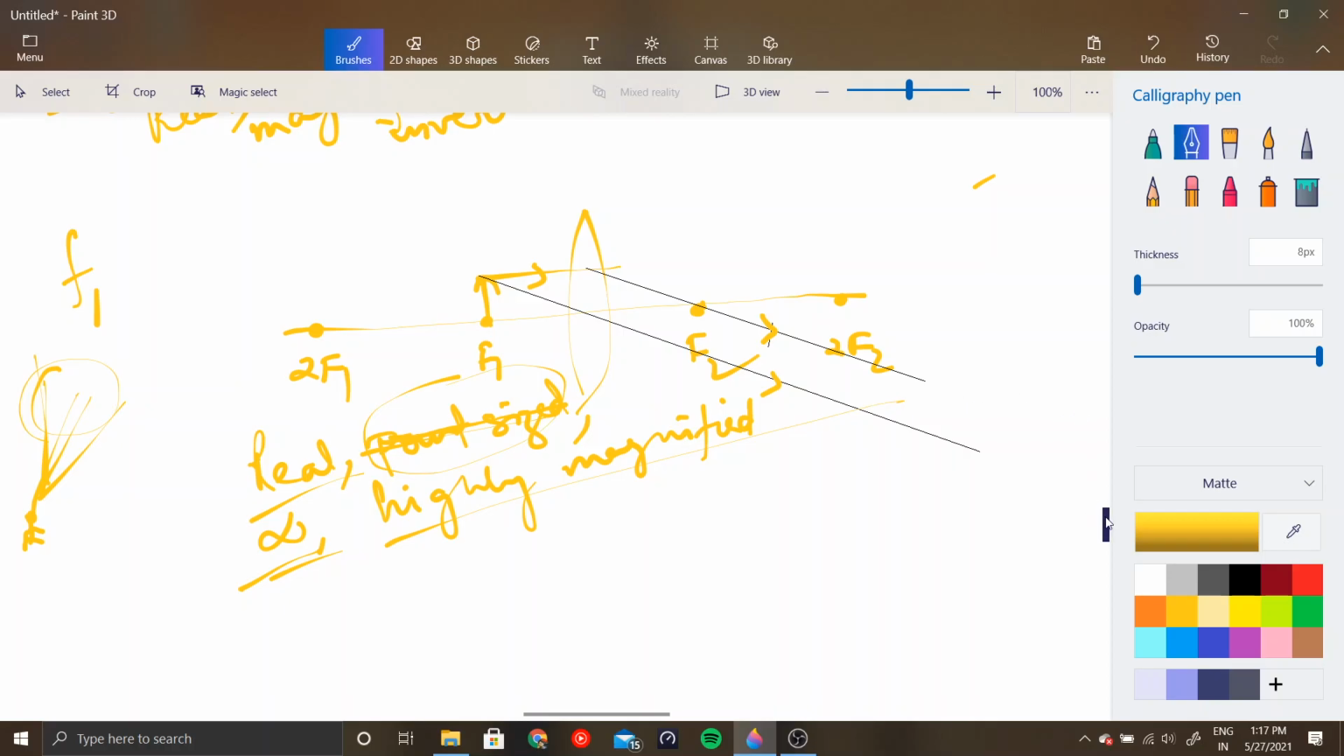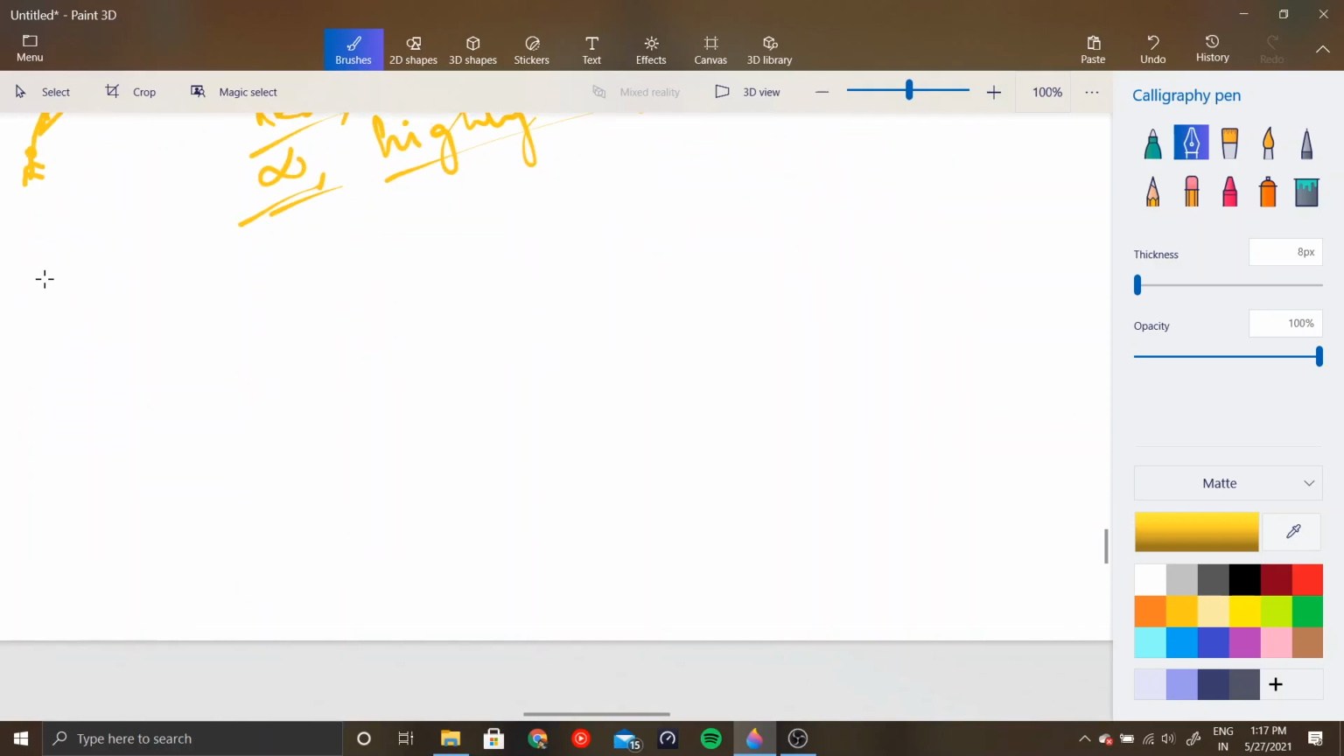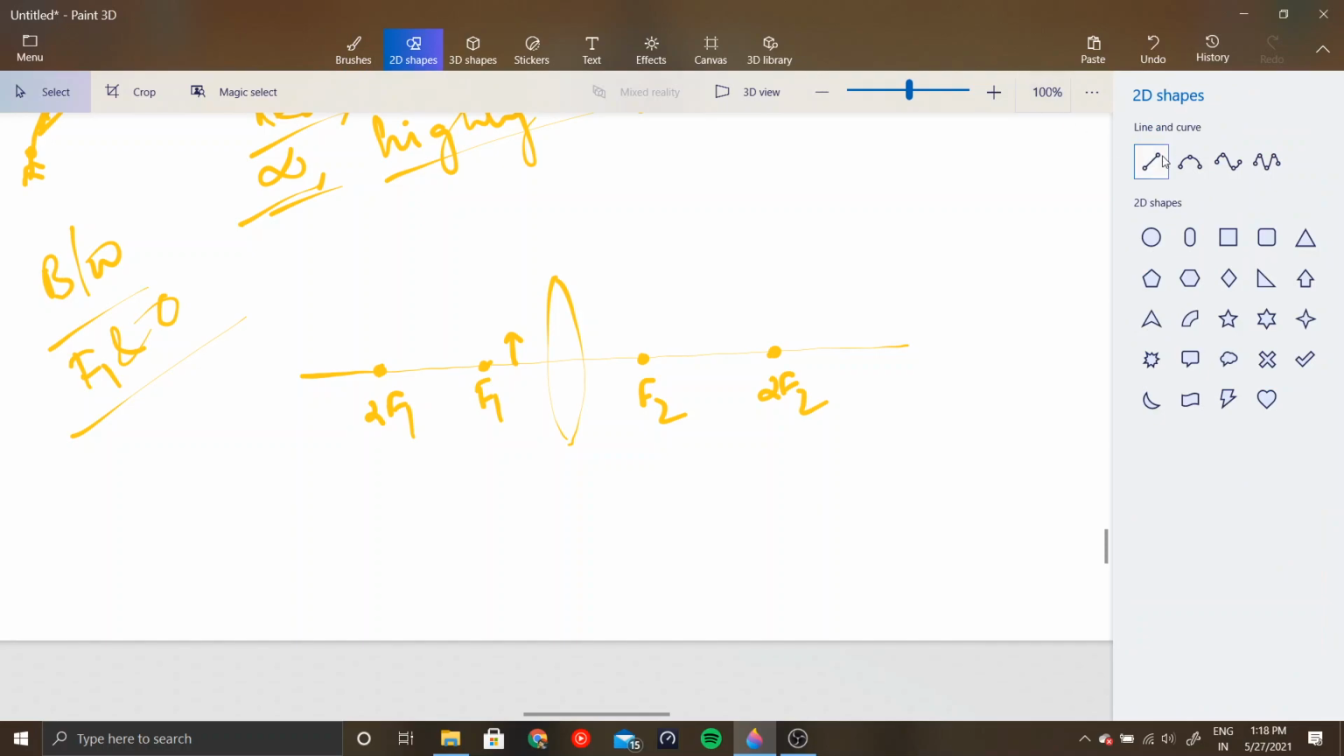Now let us bring the object even closer, between F1 and O. What will happen now? This case is actually useful and interesting. So you have F1, F2, 2F2 and 2F1. Take an object. First things first, let's draw a line that passes through the optical center. It will go undeviated, right?